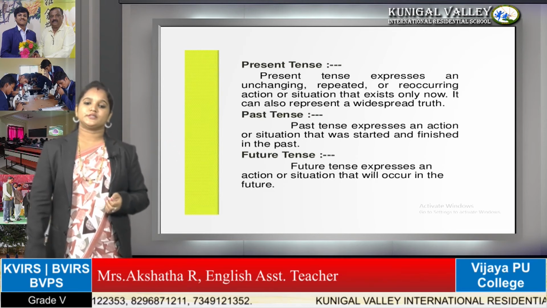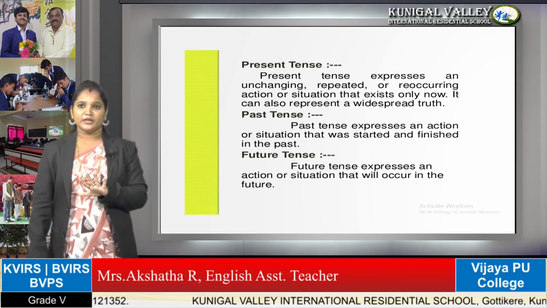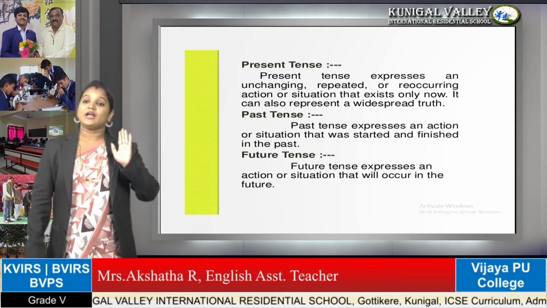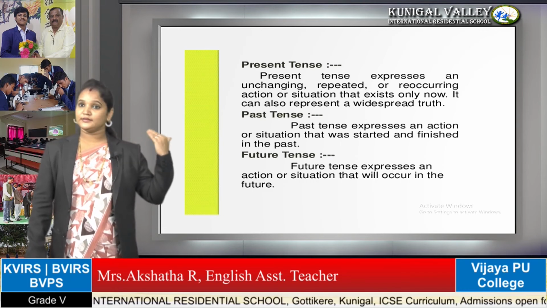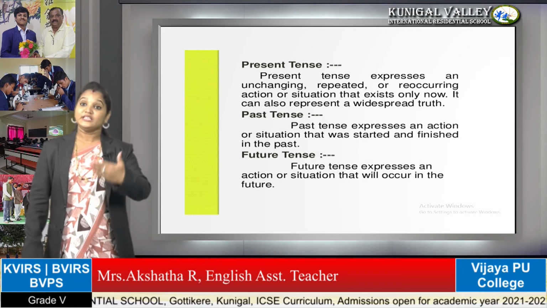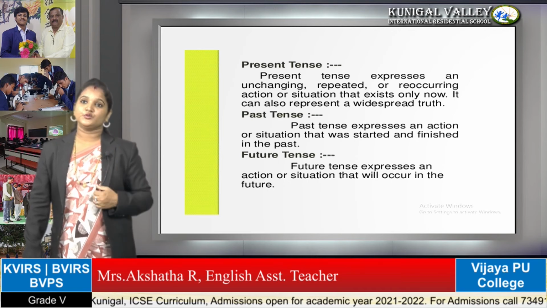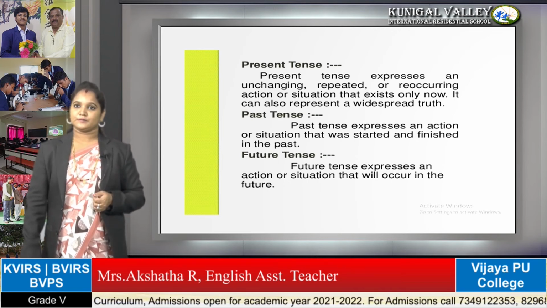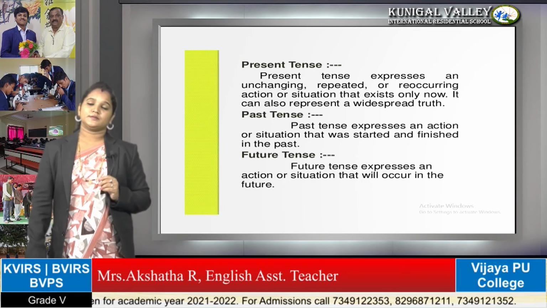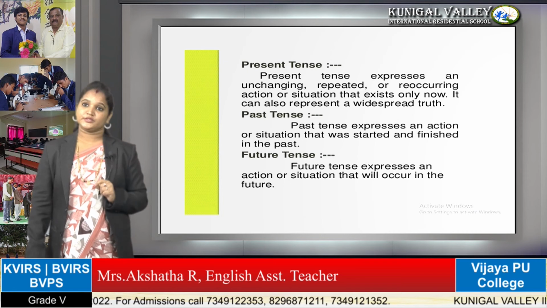And when it comes to the future tense, it expresses an action or a situation. It may be an action or it may be a situation that will occur in the future. It has not yet been done, not yet happened, or not happening now or in the present. It will be happening in the future. That is called future tense. So the tenses are mainly divided into three types, that is present tense, past tense and future tense.